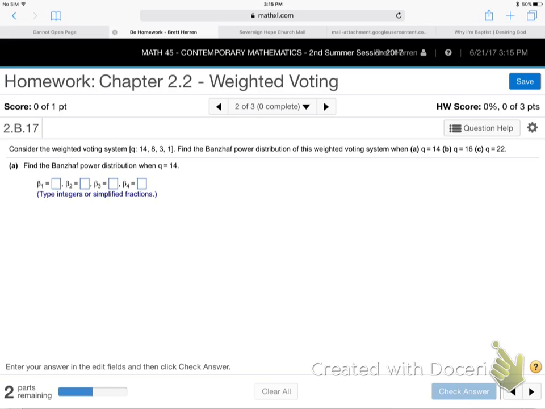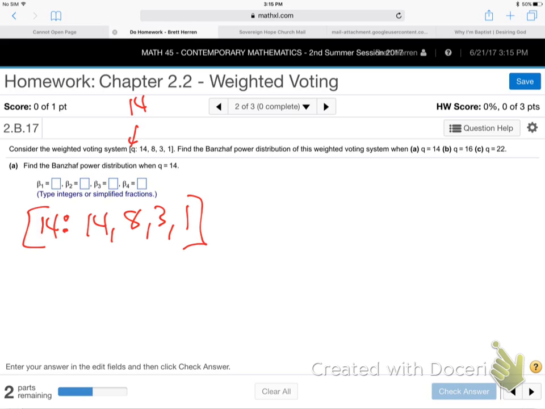Here's a weighted voting system. Find the Banzhaf power. They're going to basically give A, B, and C, and they're going to just keep changing the Q in the front. So part A, they're going to make Q 14. So the Q right here is 14. So that's 14 colon 14, 8, 3, 1. Why don't you find the Banzhaf power for that.